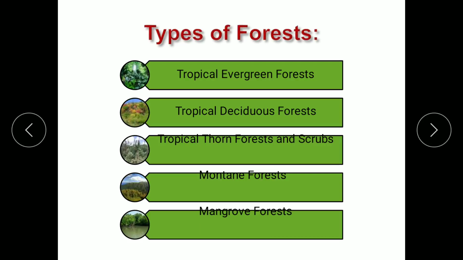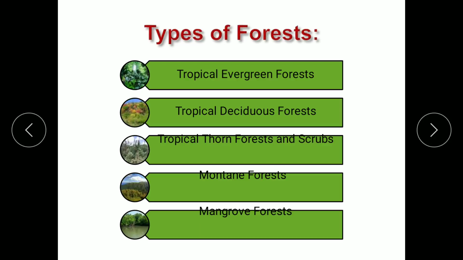The tropical evergreen forest is found where the rainfall is more than 200 centimeters. In India, it is found in the western part of the Western Ghats and the northeast states. Tropical deciduous forest is found in the other parts of the Indian subcontinent, where rainfall is 100 to 200 centimeters. This forest sheds its leaves during the summer, and it is prone to fire. Tropical thorny forests and shrubs are found where the rainfall is between 40 to 60 centimeters, in the semi-desert region.